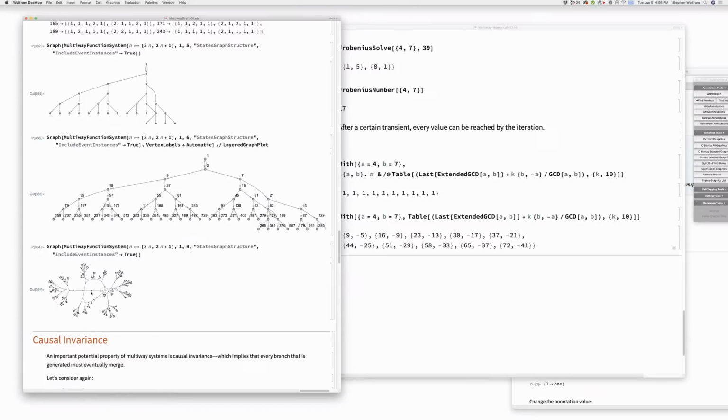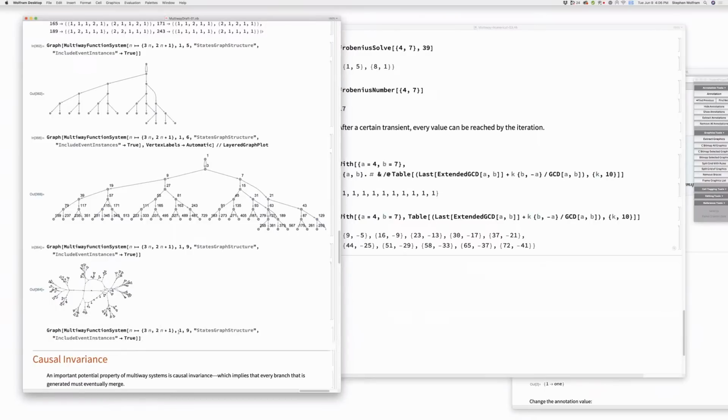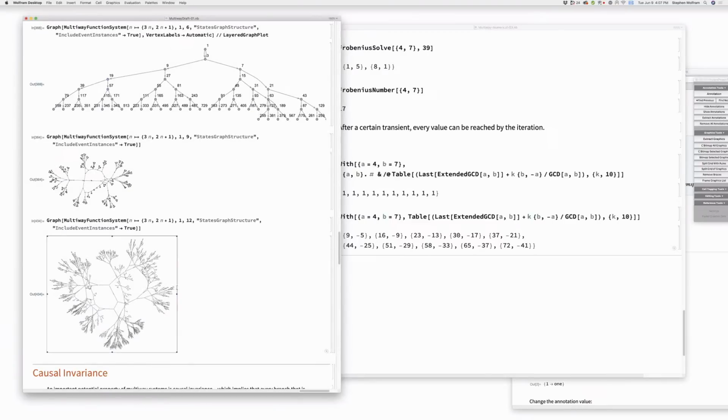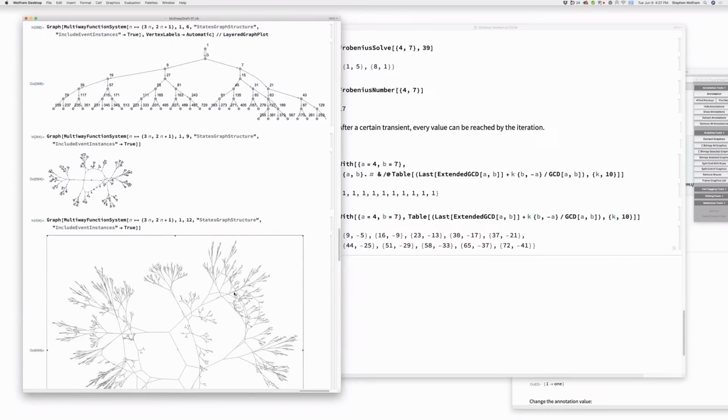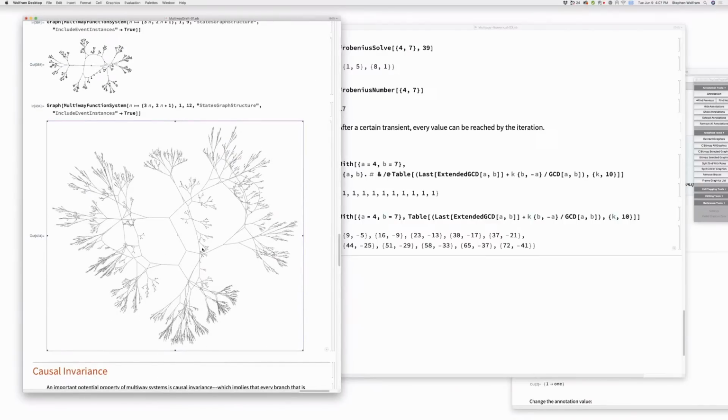Okay, never. So you can see that there is some merging here. If I go to like 12 steps, I maybe should just use nest graph. Okay, there we go. Got rather beautiful, very nice decorative object. And you can see there's some merging, but there's not enough merging to give causal invariance.